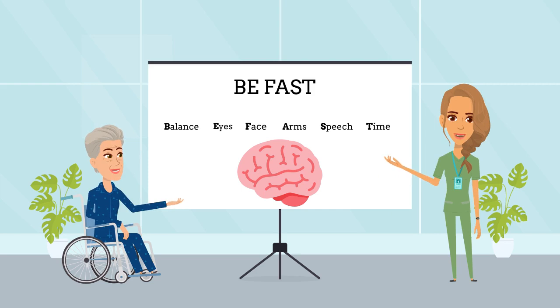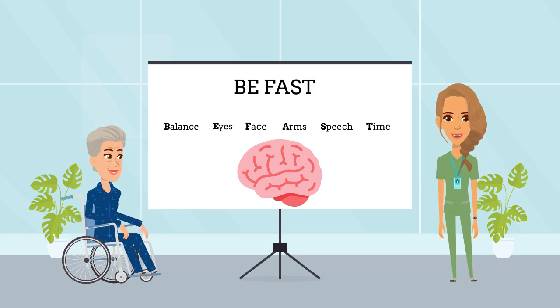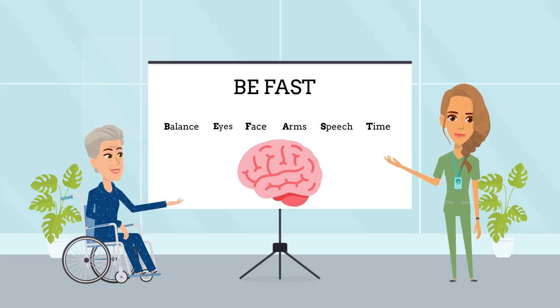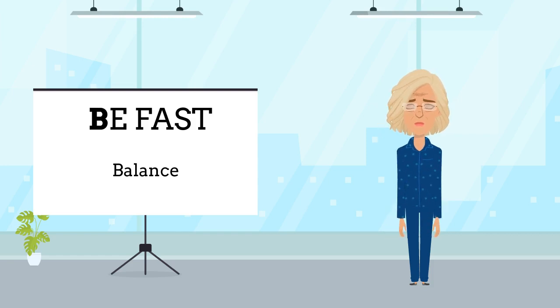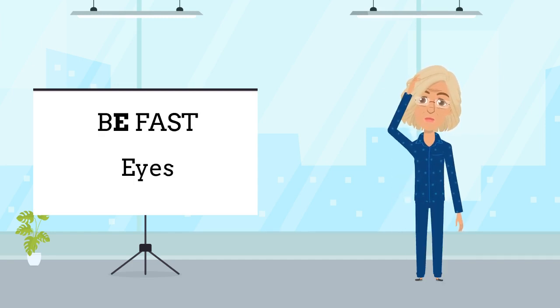The BE-FAST assessment tool is an algorithm that helps identify persons having an acute stroke. The first part of the algorithm is B, balance. The patient will have a sudden loss of balance or coordination. Next is E, eyes. The patient will have a sudden loss or change in vision in one or both eyes.